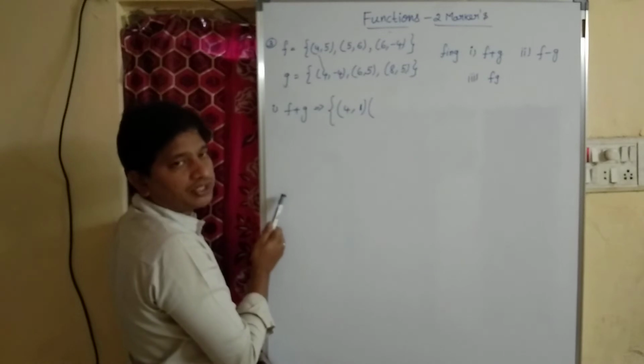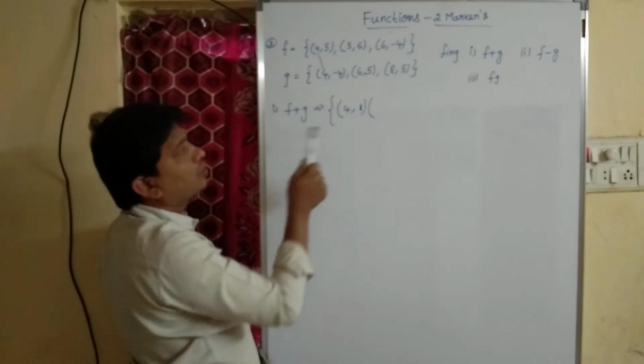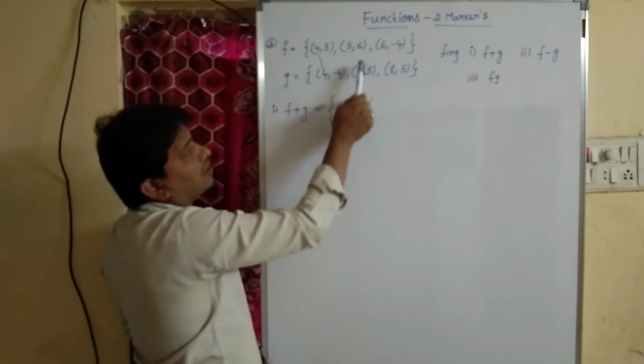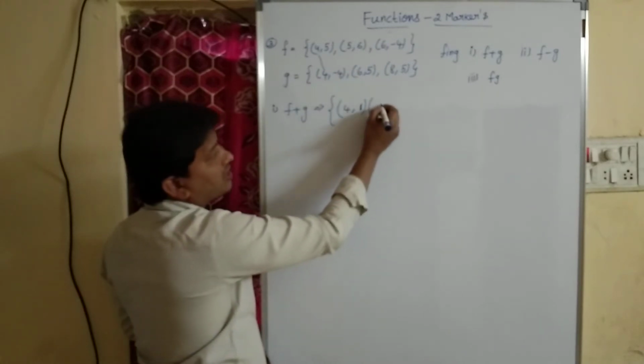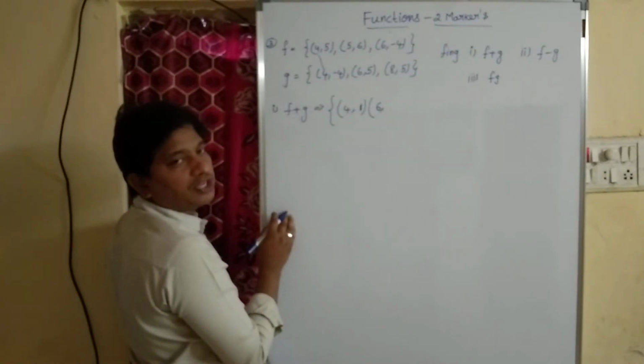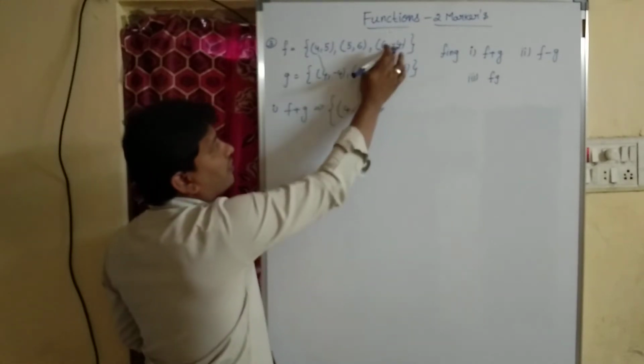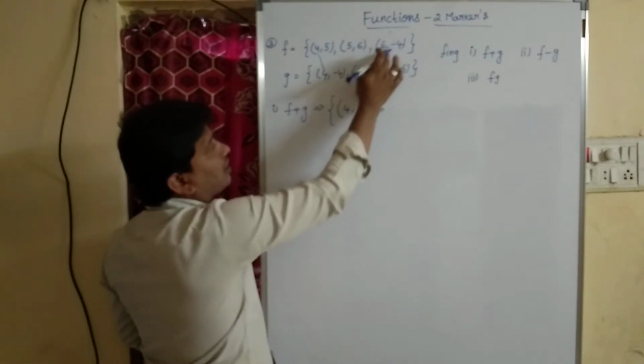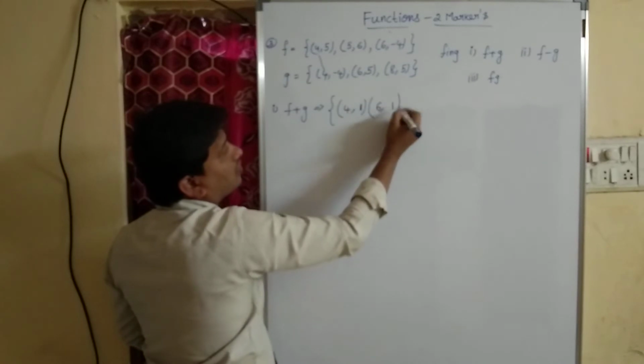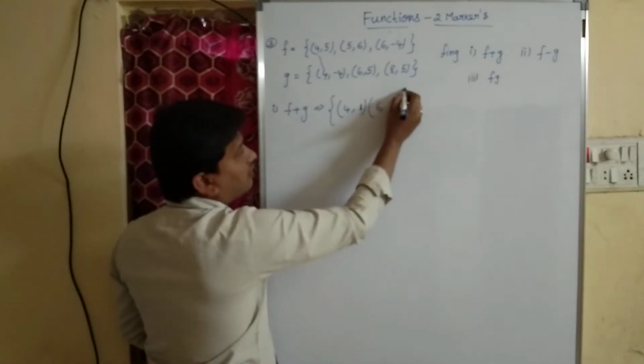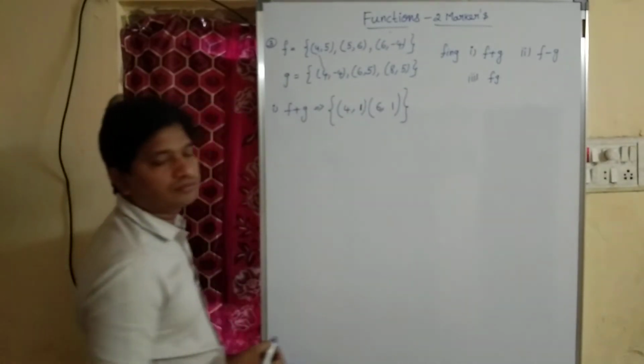Now children, here domain 5, here domain 6. Can we perform the operation? No. Now let us see. Here domain 6, here also domain 6. If the domain is 6, as it is we need to put the domain and we need to perform the operation. Plus, right, minus 4 plus 5, which is equal to 1. So this is our f plus g value.